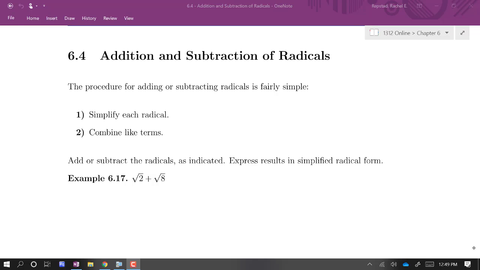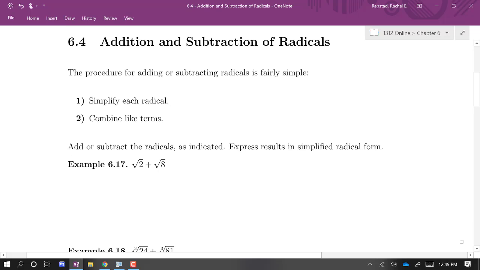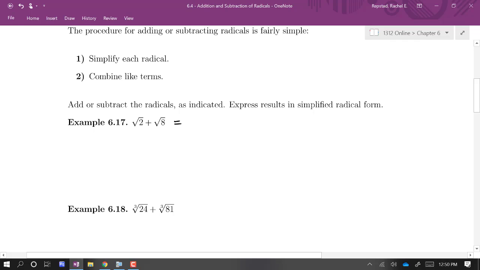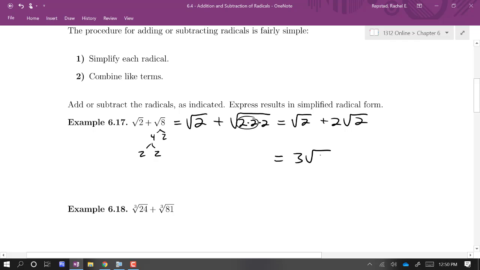We'll start with an example here. We've got the square root of 2 plus the square root of 8. The square root of 2 is already simplified. The square root of 8, let's see, this factors as 2 times 2 times 2. We could take out a 2. So we have root 2 plus 2 times root 2. And altogether, we have 3 root 2.